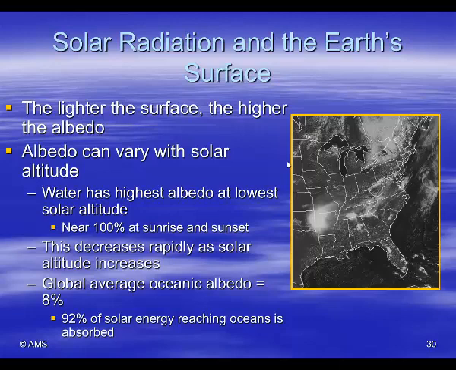This decreases rapidly as the solar altitude increases. When you think about it, we have the most trouble with reflections off of buildings or other cars during sunrise and sunset. This is when the angle of the sun is at its lowest. The global average for the oceanic albedo is about 8%. So that means only 8% is reflected. 92% of it is absorbed.